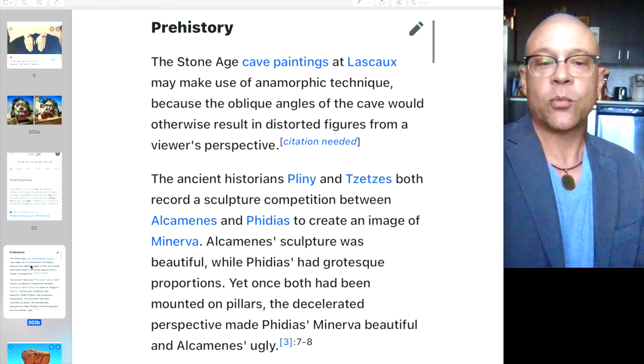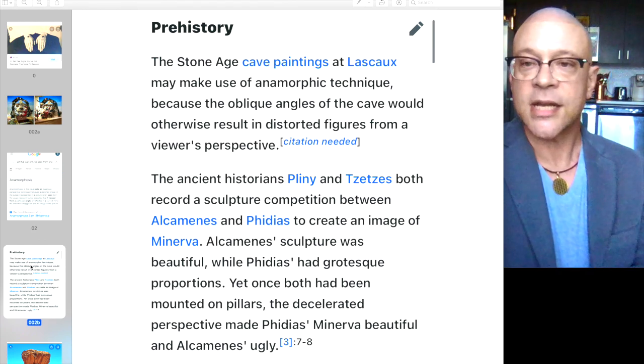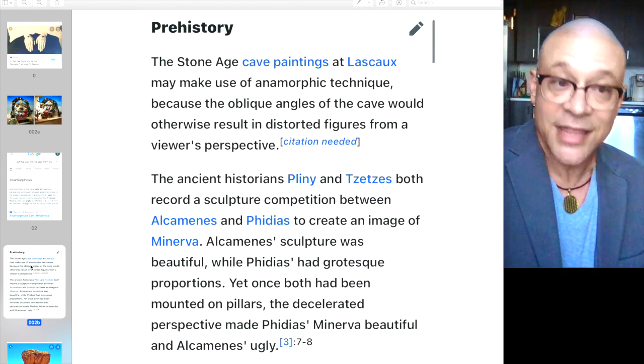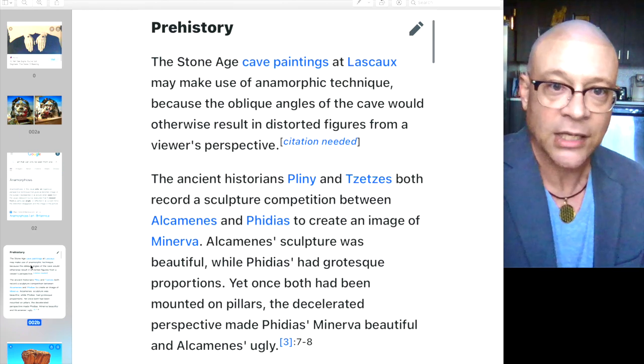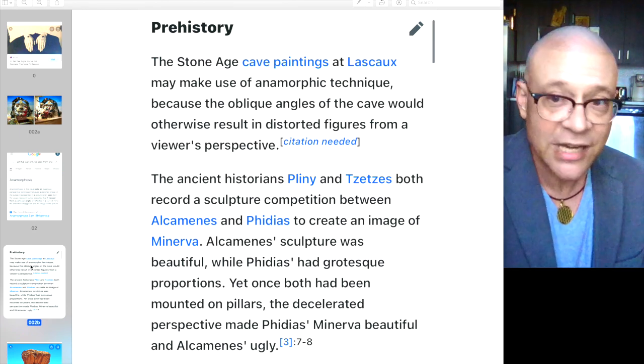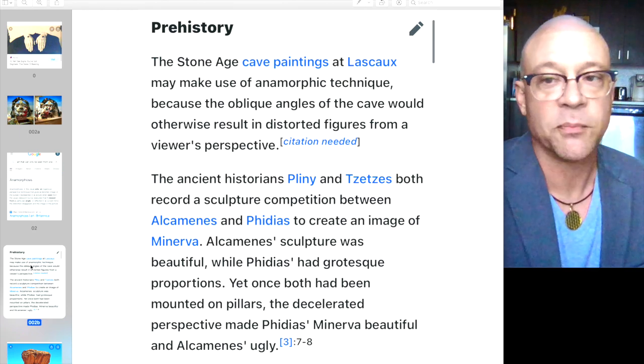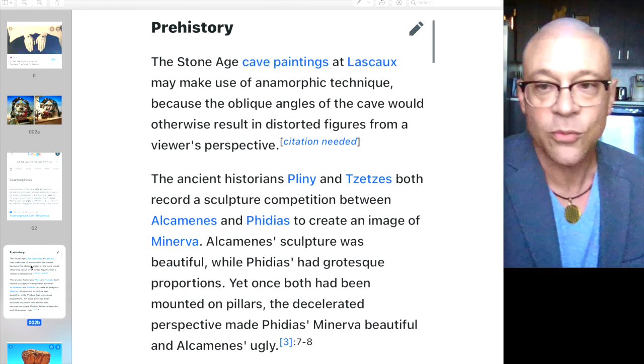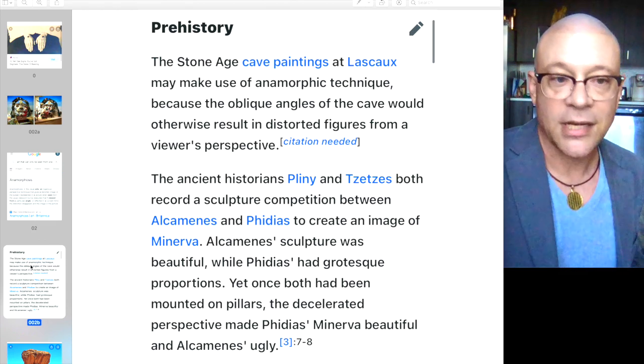Okay, so my point here is it's already been established that this art technique goes back to the very first artistic pieces that we find in human history, the cave paintings at Lascaux.